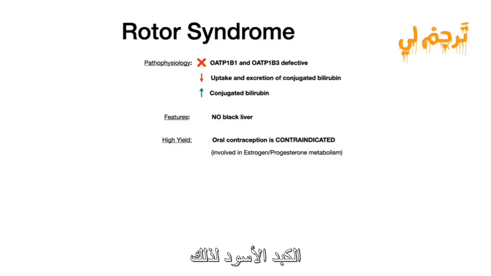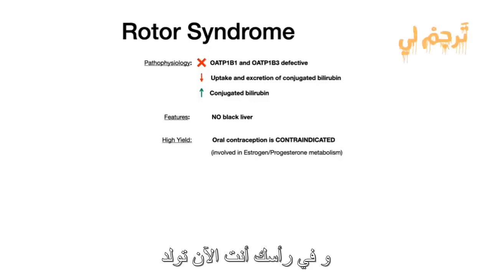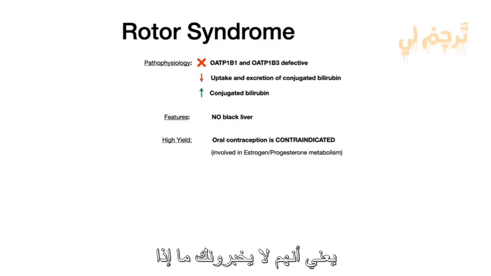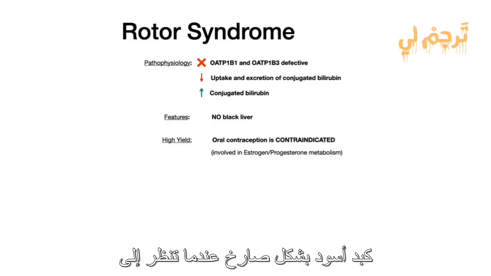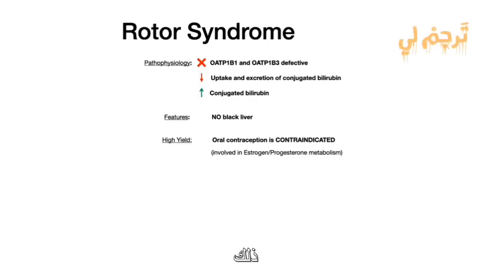So for some reason, test writers love to go after this. They'll give you all the lab printouts that will suggest to you that conjugated bilirubin is elevated. And in your head, you're now generating a differential. This is either Dubin-Johnson syndrome or Rotor syndrome. And if they don't tell you anything about the pathophysiology, which is to say they don't tell you if it's OATP1 or MRP2, whatever, the only difference is that one has a black liver, grossly, when you look at the liver, and one doesn't. So test writers will go after that. Just like in Dubin-Johnson syndrome, in Rotor syndrome, oral contraception is contraindicated, okay? Because OATP1B1 and OATP1B3 are also involved in the metabolism of estrogen and progesterone.